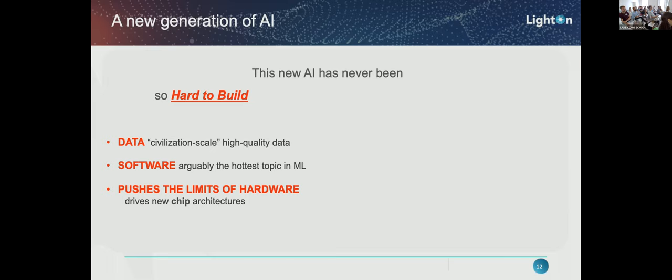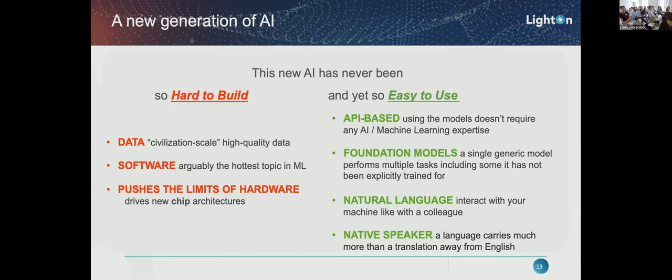The H100 chip that was shown by Peter in the last talk has been designed to train that. This is the main application, number one: to train this language model, this very large scale model. But on the other hand, this complexity of building the model turns into something very easy to use. It's like just an API.